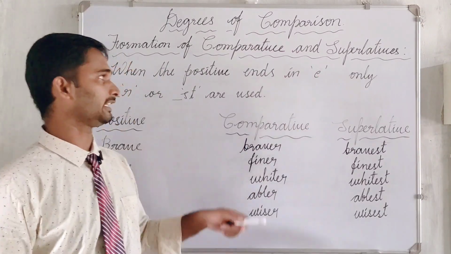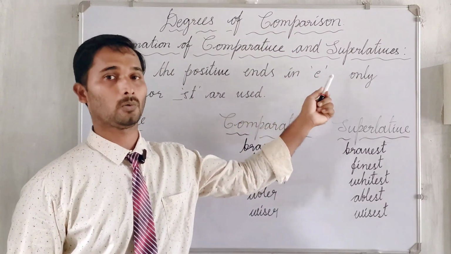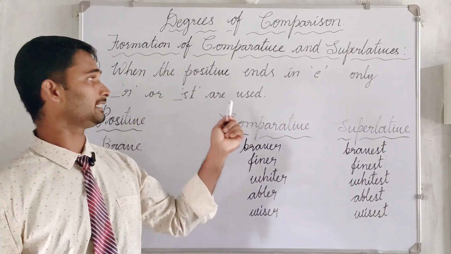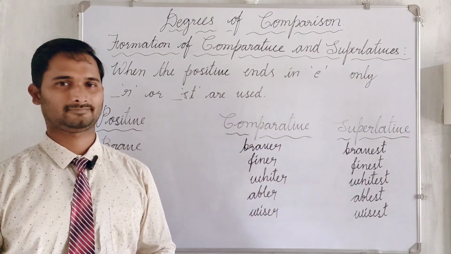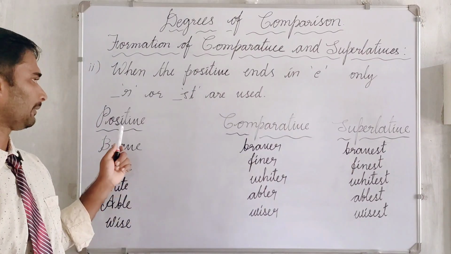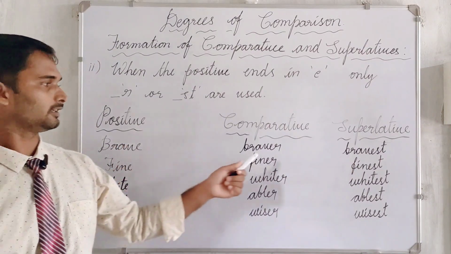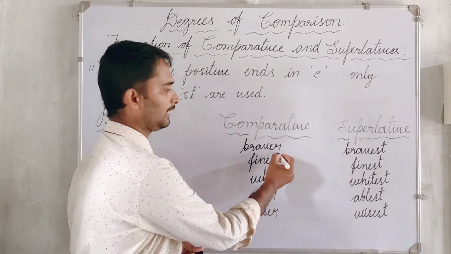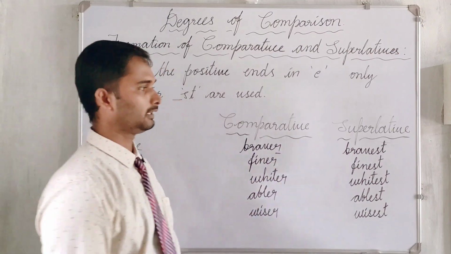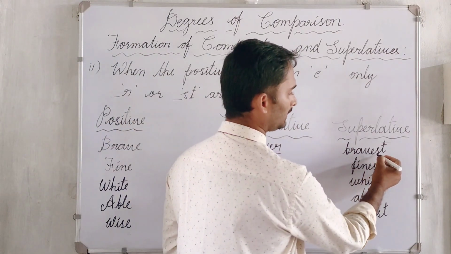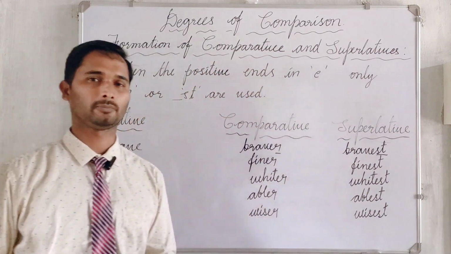When a positive adjective ends in e, only r or st are used. Some examples. Positive, brave, braver. Only r is used in the comparative form. The bravest. St is only used to form the superlative degree.